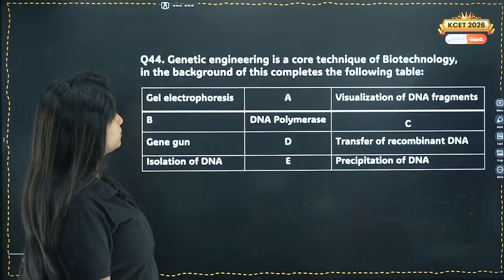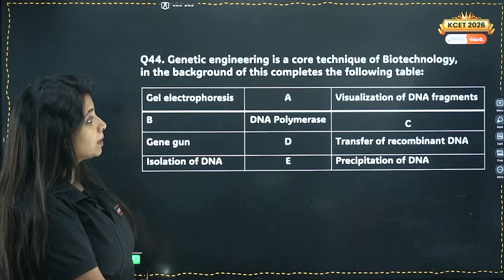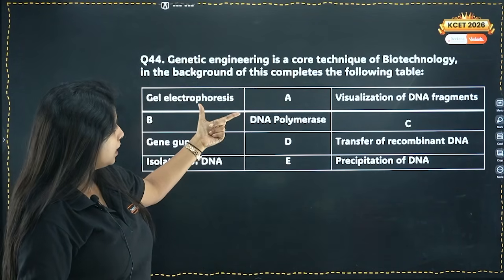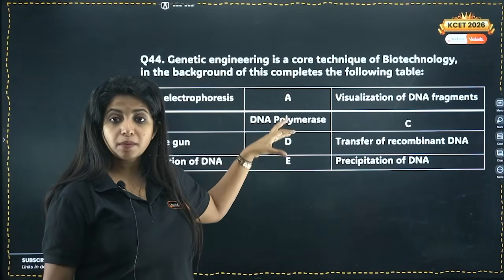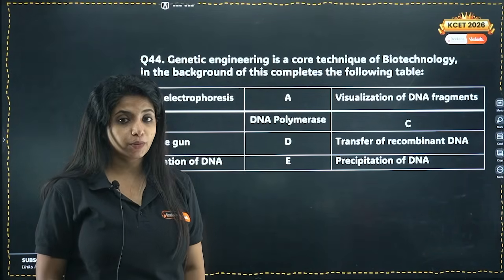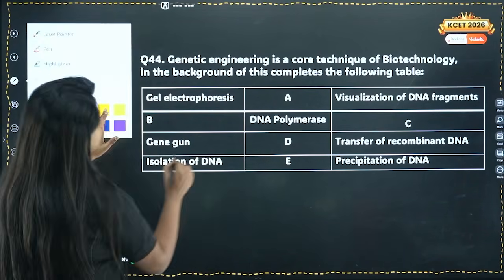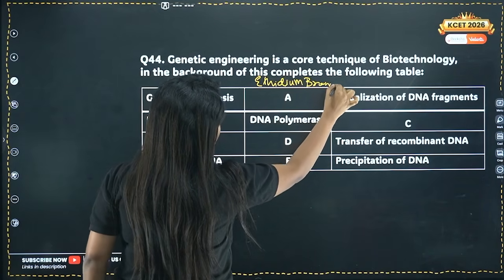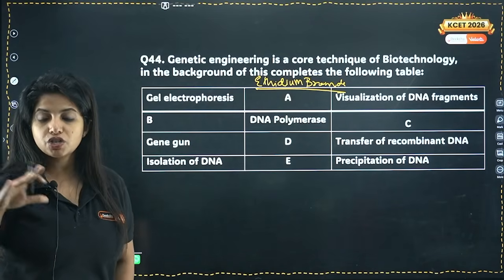Okay? Yes. Now, genetic engineering is a core technique of biotechnology. In the background of this, complete the following table. So gel electrophoresis is being done, and then visualization of DNA fragments. Basically gel electrophoresis is done, but what do we add so that the DNA fragments are visualized in the gel electrophoresis chamber? You add ethidium bromide. And with ethidium bromide, you still cannot see it. You need to put it under UV light. It will give an orangish, brick reddish appearance out there.